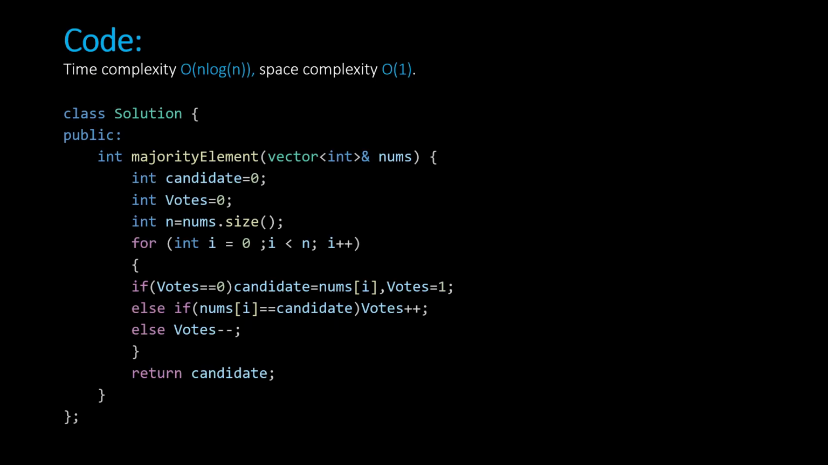Let's go through the code. So first we initialized the candidate variable and set it to 0, similarly for votes. Then we iterate over the array and check our conditions. And finally, return the candidate.